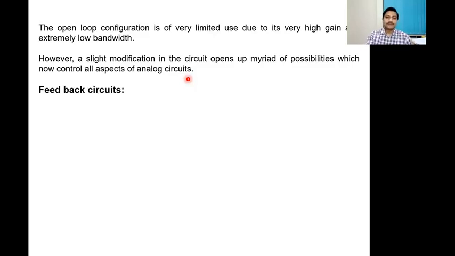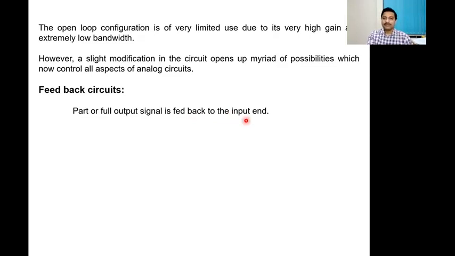And what is that modification? So that modification is feedback circuits, or feedback within the operational amplifier circuit. What do you mean by feedback? So feedback, in very simple terms, is where a part or a fraction or the entire output signal, so part or full of the output signal, is fed back to the input end.